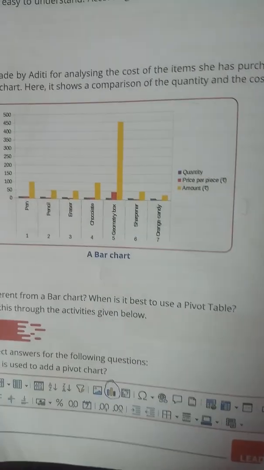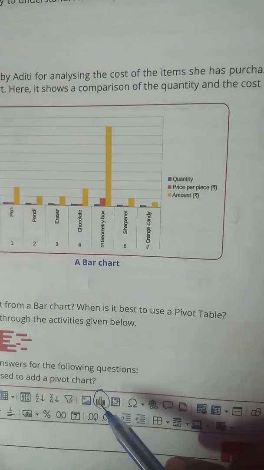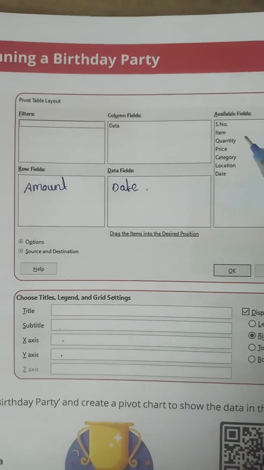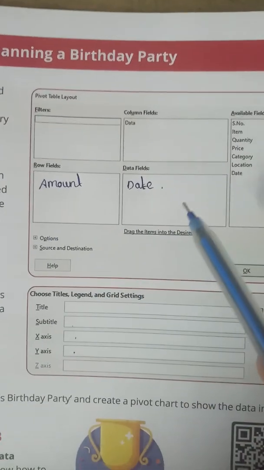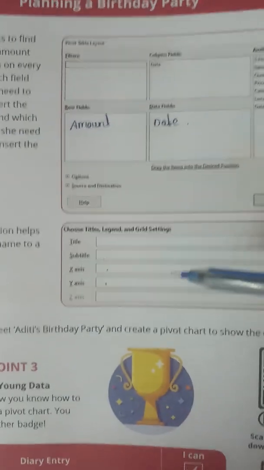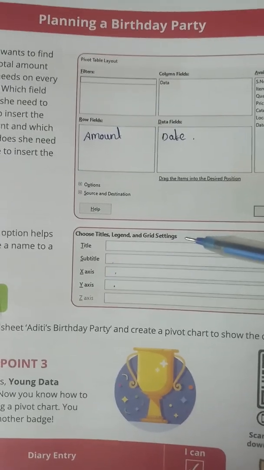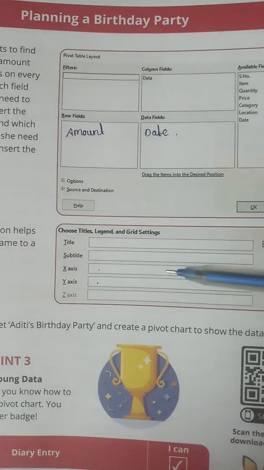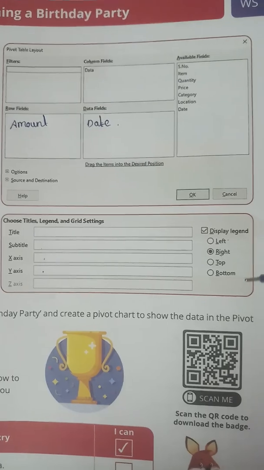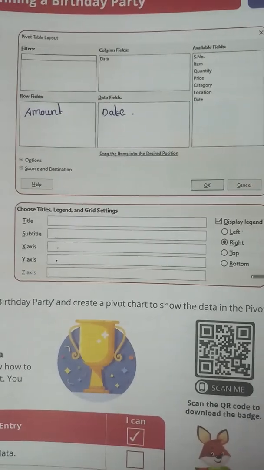So here first we need to select our table and then click the pivot chart icon. Next you need to drag the fields from the available fields into row fields and data fields, and last you need to give the title for your chart, subtitle, x-axis, y-axis, and also you need to mention the legend.